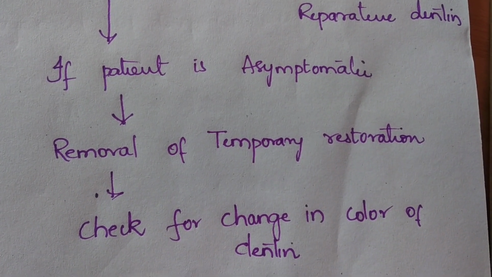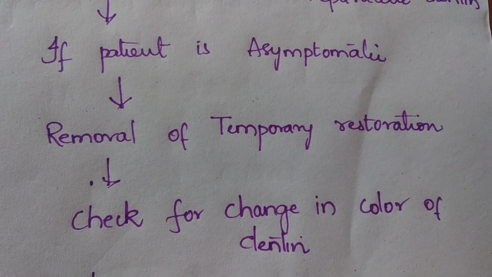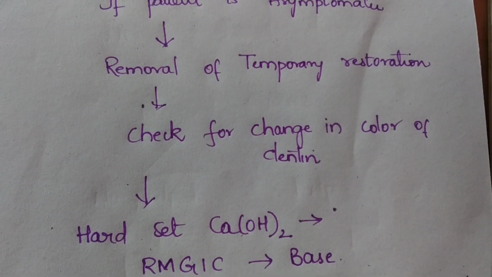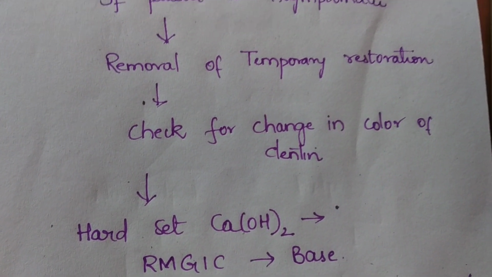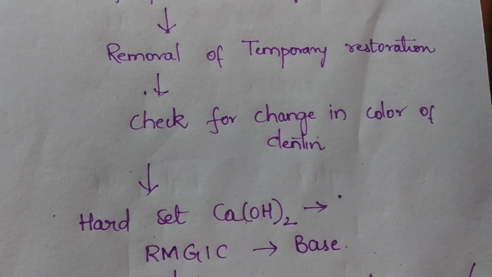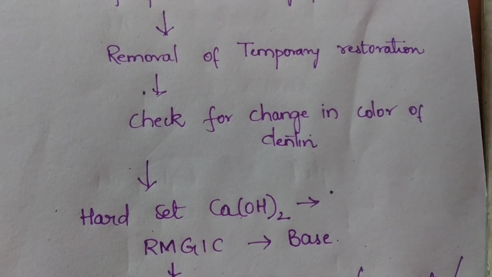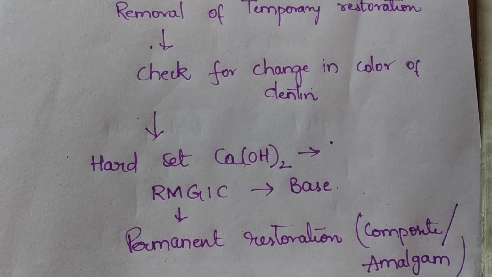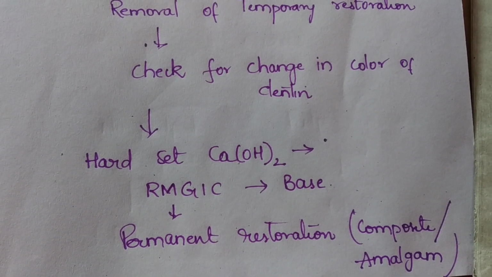Check for the change in color of dentine. Then place hard set calcium hydroxide followed by resin modified glass ionomer cement as a base, and now you can place permanent restoration. It could be composite or amalgam.